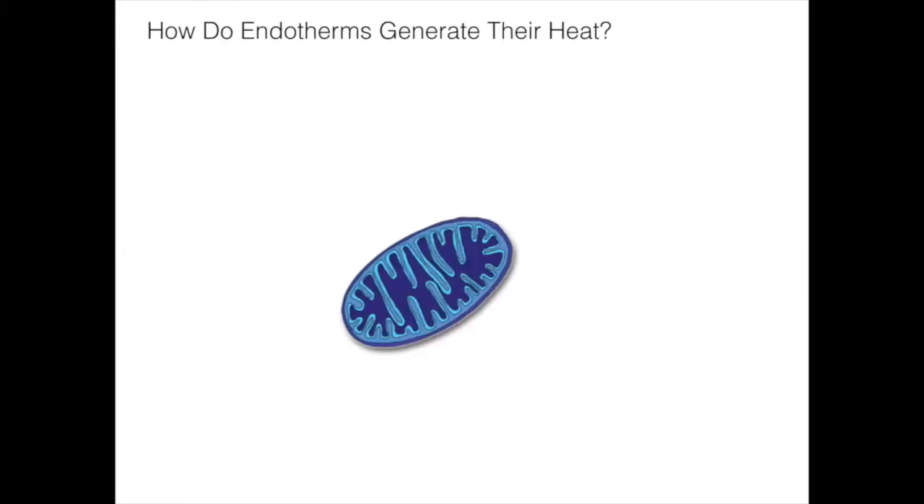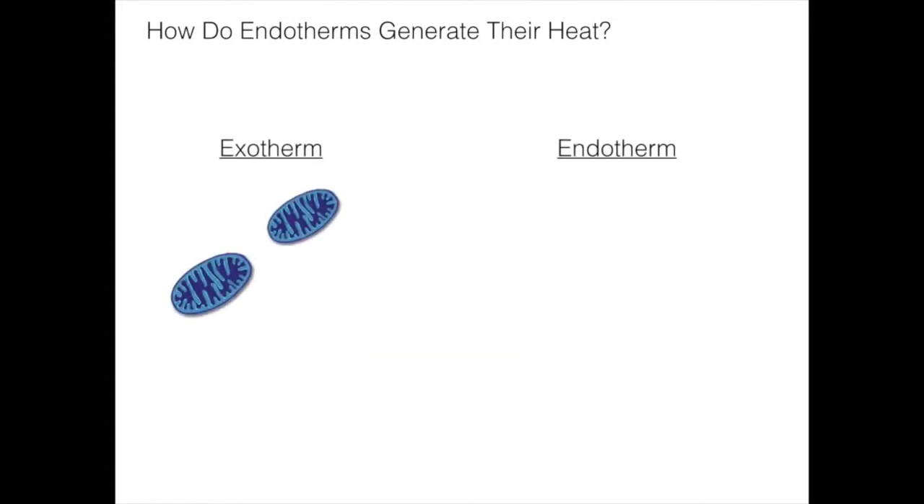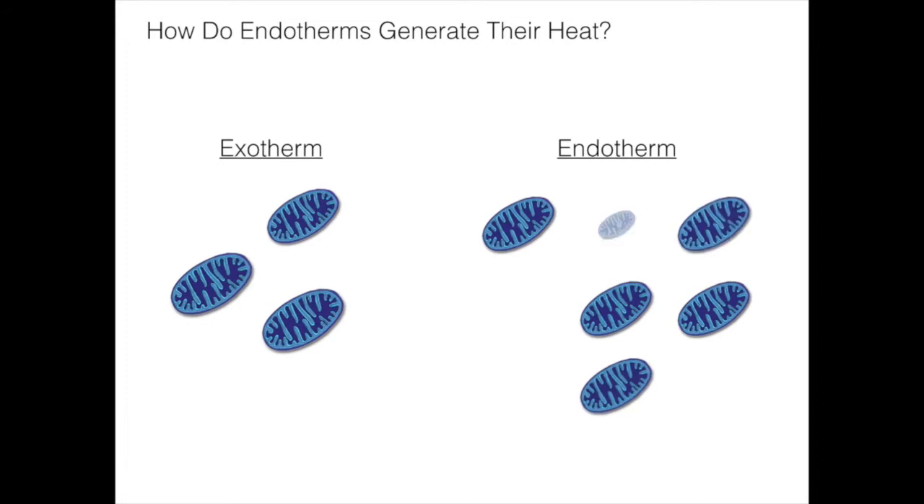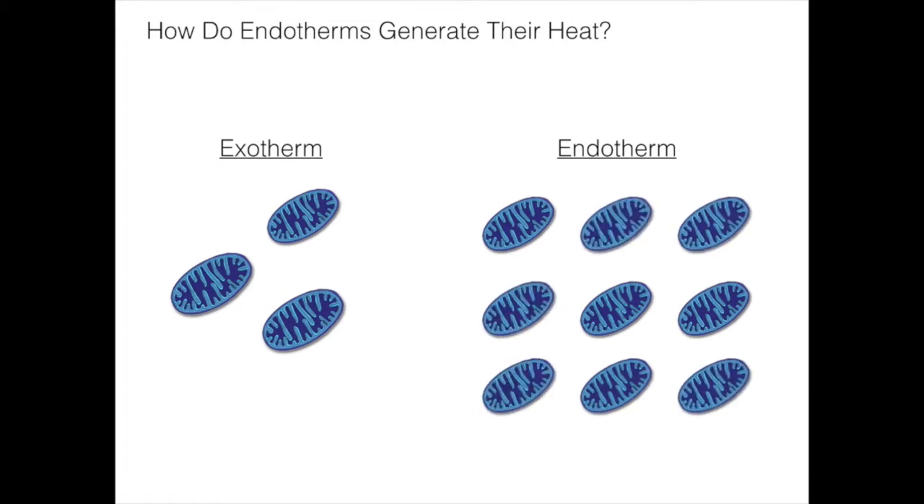This is the mitochondria, the organelle responsible for generating power in a cell, and also it is how endothermic organisms generate their heat. An ectothermic organism may only have a few mitochondria, whereas an endothermic organism would usually have many more, which help the endothermic organism maintain its temperature.